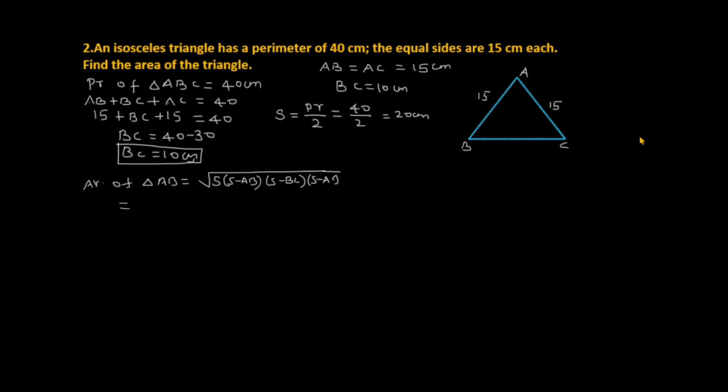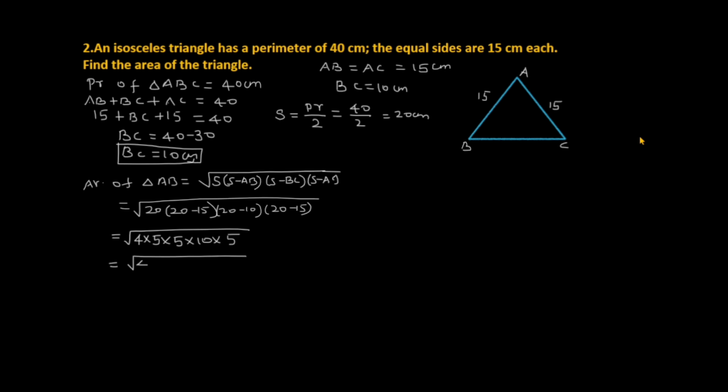So we are replacing our measurements here. s is 20, 20 into 20 minus 15, 20 minus 10, 20 minus 15 again. So 20 can be written as 4 5s. 4 into 5, 20 into 5 into 10 into 5. So 10 once again written as 5 2s are 10. So 4 into 5 into 5 into 5 2s are 10 into 5, because we need to find square value, no? So we can find the square number inside the square root.